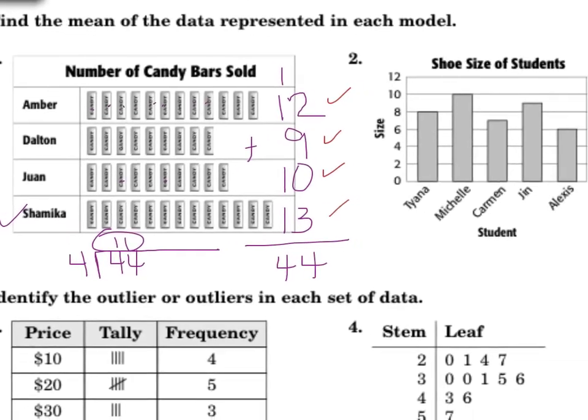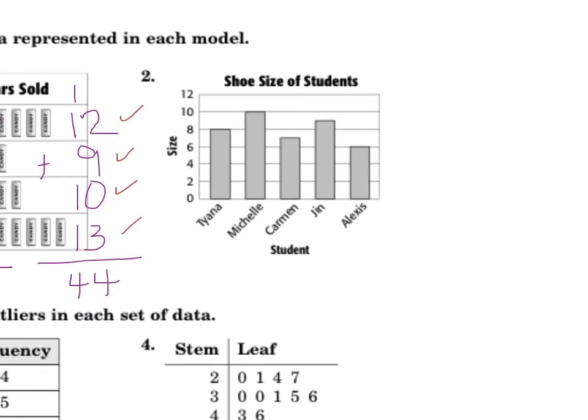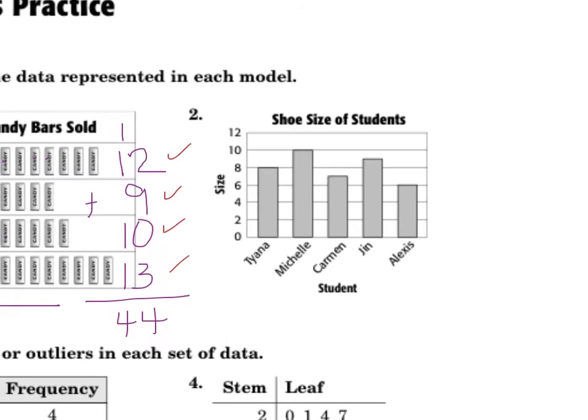Let's look at number 2. Shoe size of students. Okay, whenever you're working with a bar graph, write the number that that bar represents above it. Okay, so we have 8. Michelle had 10. Carmen had, between 6 and 8, what would that be? 7. Jen had 9. And Alexis had 6.